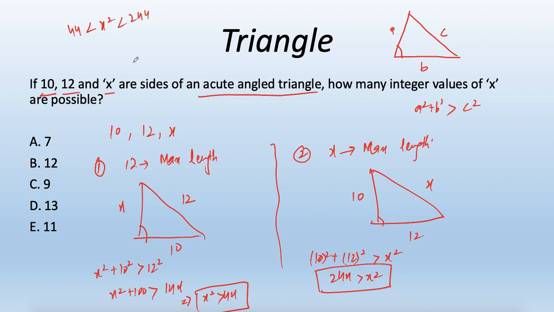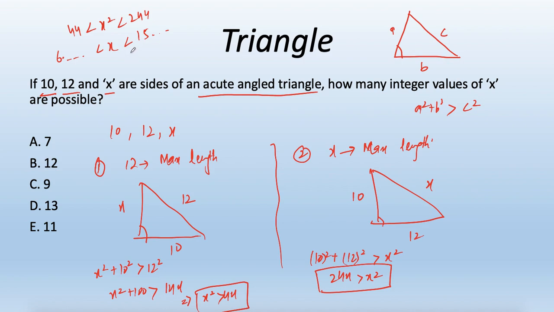Combining these two, x square is greater than 44 and less than 244. If I take the square root on both sides to find the value of x, and remember x is an integer, let's approximate, you don't need to find the exact value. The square root of 44 is greater than 6 but less than 7, so 6 point something. Likewise, the square root of 244 is greater than 15 but less than 16, so 15 point something, whatever the values, it doesn't matter.